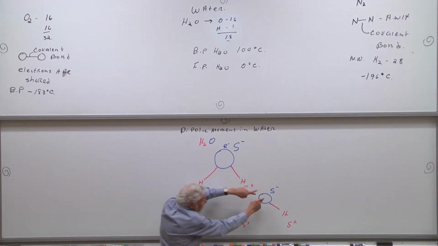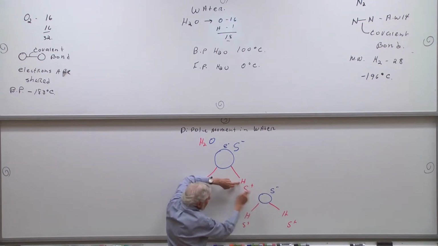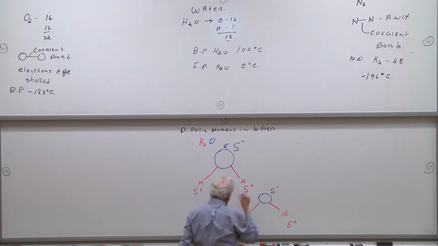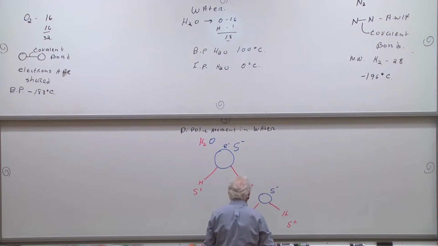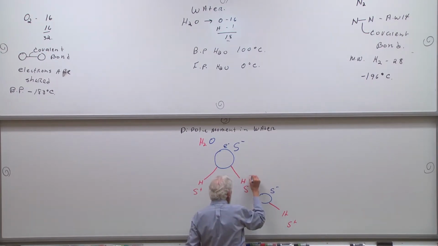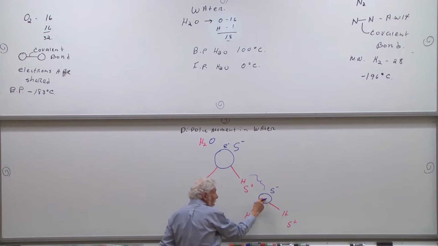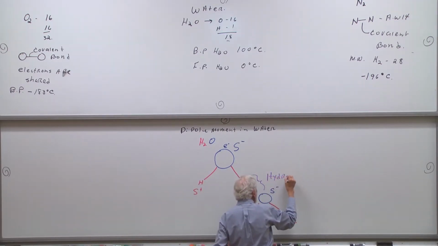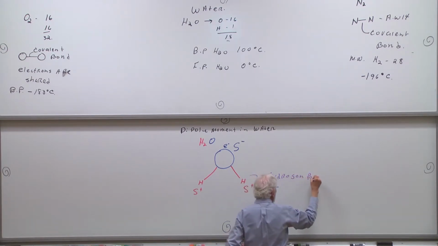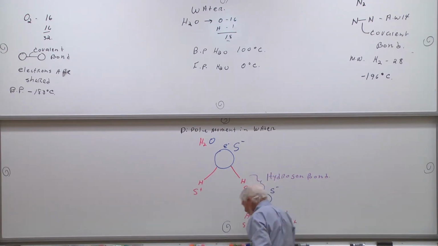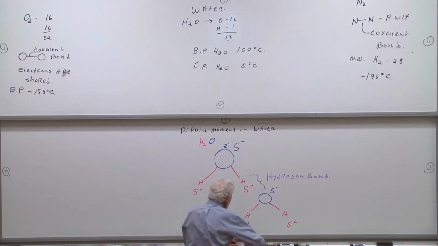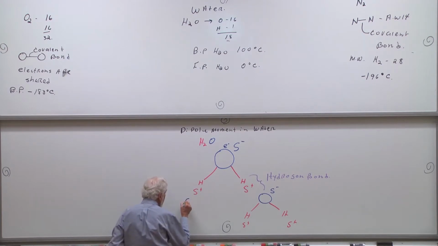The partial negative end on the oxygen will be attracted to this partial positive on the neighboring water. This will form a bond. This is a kind of bond that results because of the charge on the oxygen and the hydrogen. This is said to be a hydrogen bond. The hydrogen bond is now going to occur down here with another oxygen.